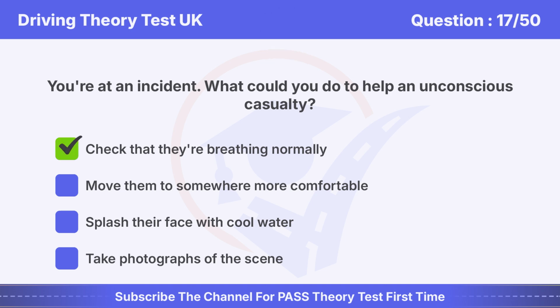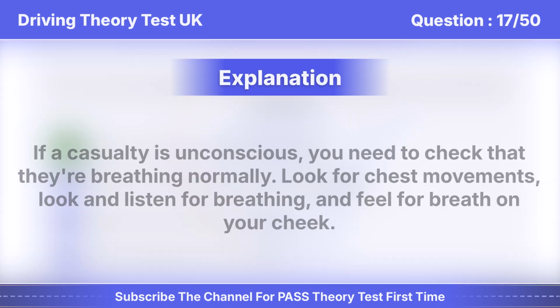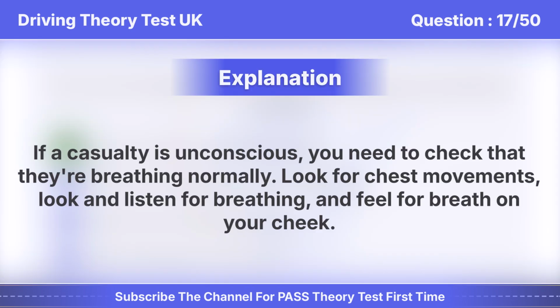Answer is A. Check that they're breathing normally. If a casualty is unconscious, you need to check that they're breathing normally. Look for chest movements. Look and listen for breathing, and feel for breath on your cheek.